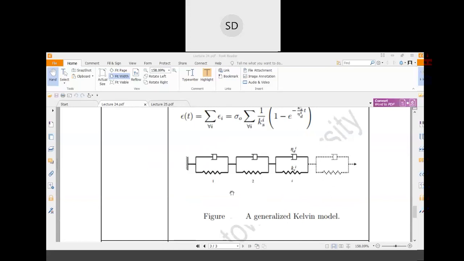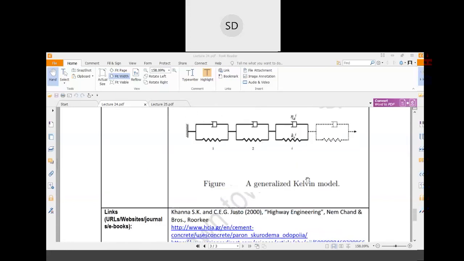And this is your generalized Kelvin-Voigt model. See here, all these are your Kelvin models, where one dashpot and one spring are connected in a parallel connection, and all these Kelvin models are connected in series with each other. There are n Kelvin models, so this is basically a generalized Kelvin model.